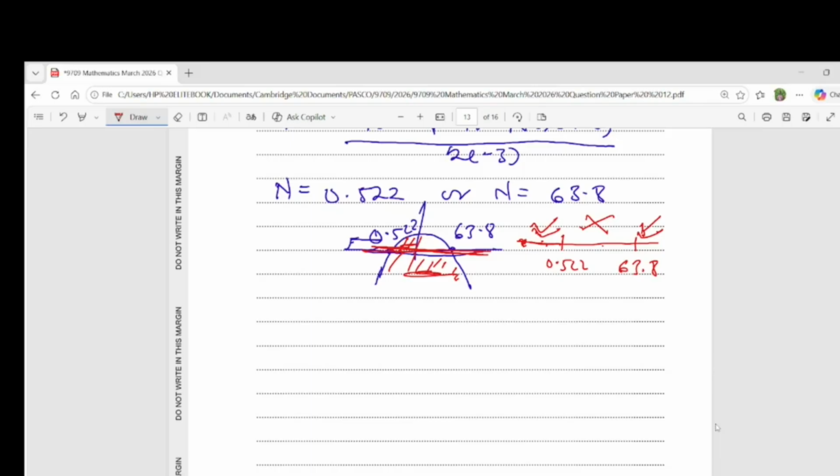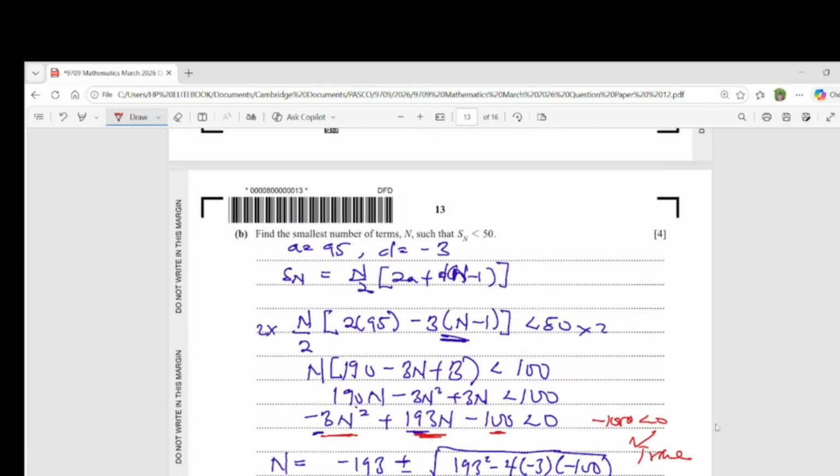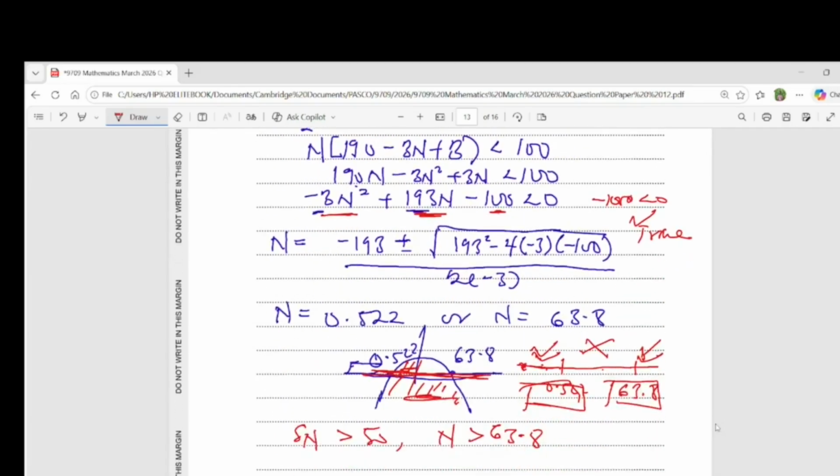But of course, we expect n to be an integer, sorry, a positive integer, so a natural number. So n should be, we discard the values here, all values below 0.522, as that is going to give us something zero, right, or less. So we pick values above this, so it means that for the sum of first n terms to be greater than 50, our n should be greater than 63.8. But then we have to find the smallest value of n, right? The smallest number of terms.